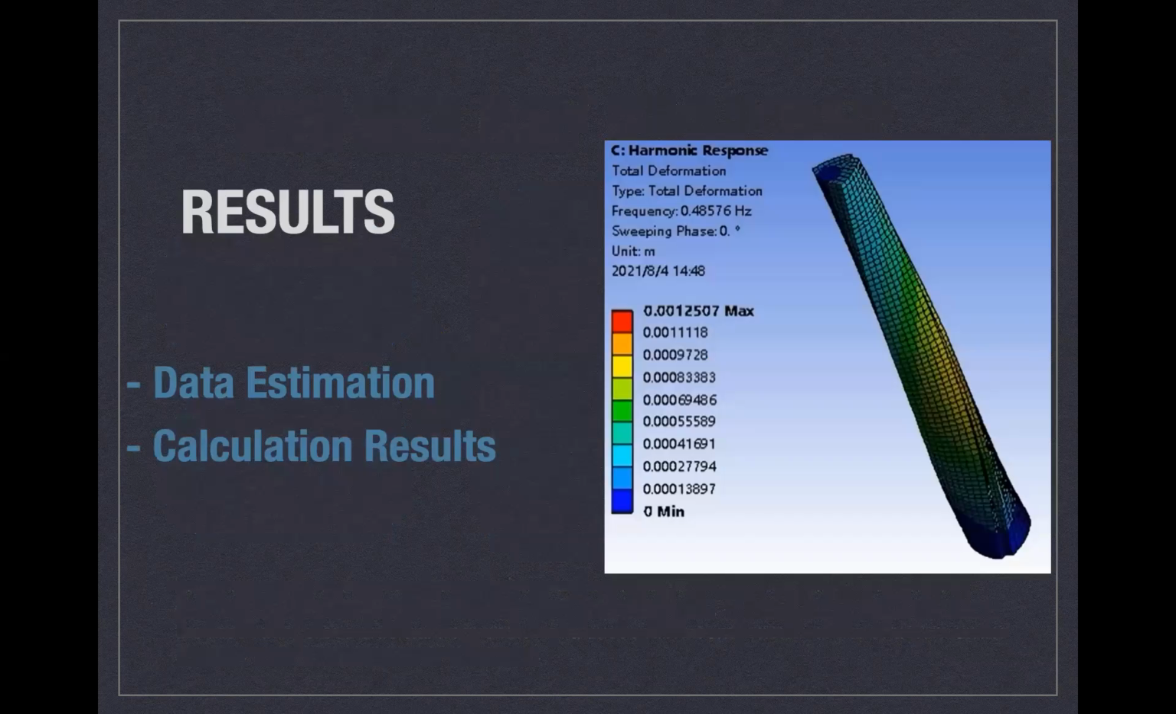Okay, let's move on to the next part. This is the result part. Firstly, I want to talk about some data estimation, because it's very hard for us to get the real value of the data. Maybe in the future we can consult the owner or user of the Shanghai Tower to get some more accurate data. And I will also show some calculation results from the ANSYS Workbench.